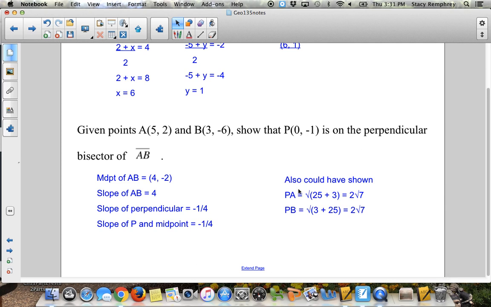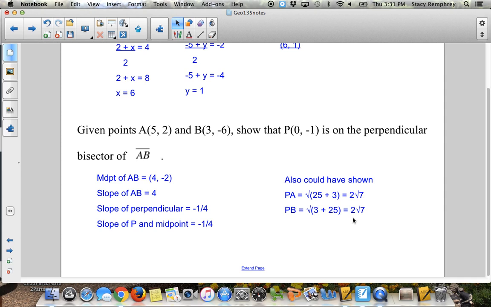Now, one other way I have shown here is you could have found this out by using the theorem that any point on a perpendicular bisector is equidistant from the endpoints of that segment, the segment being bisected. So I also found, again, a different way, the distance from P to A and P to B, and if you can show those are equal, that is, again, proving that P is on the perpendicular bisector.